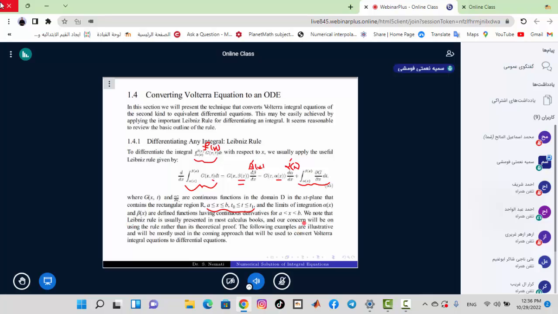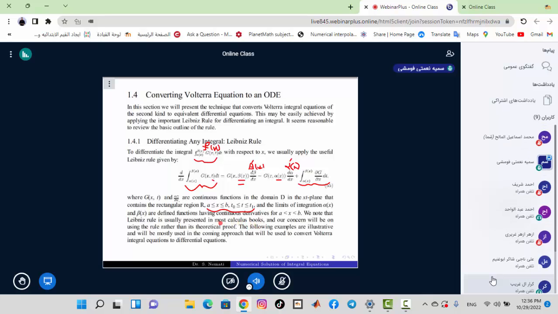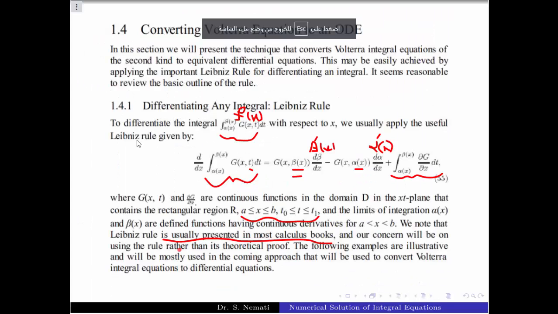We note that Leibniz rule is usually presented in most calculus books because this formula is very important and very useful, and in many applications you need to take derivative of some integrals, so it's a very usable formula in many different books of mathematics. We will show in some examples how you can apply this rule for taking derivative of an integral.